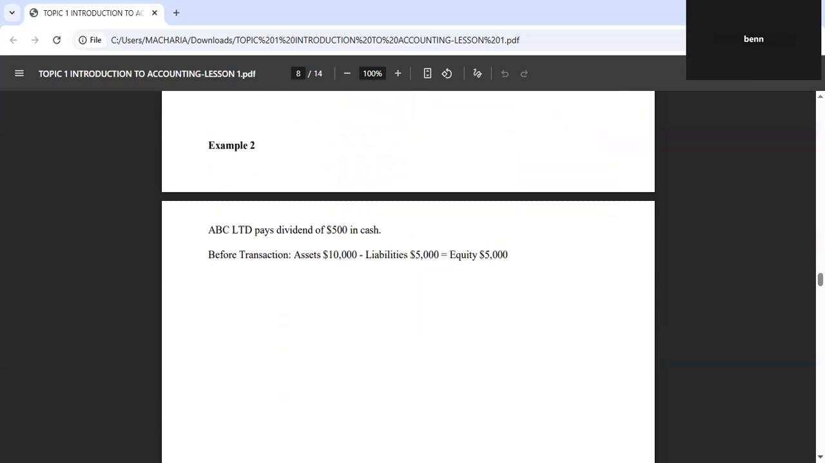Example 2: ABC Limited pays a dividend of 500 in cash. Before the transaction, assets were 10,000, liabilities were 5,000, and equity was 5,000. Now, can you explain what the changes will be when you pay a dividend of 500? I need to see the answers. Tell me what the new value of assets will be and what else will be affected.